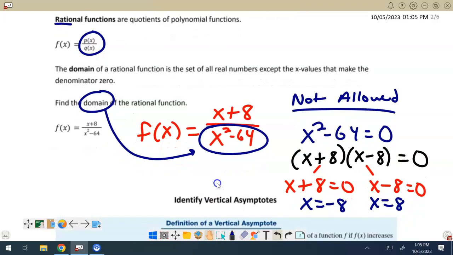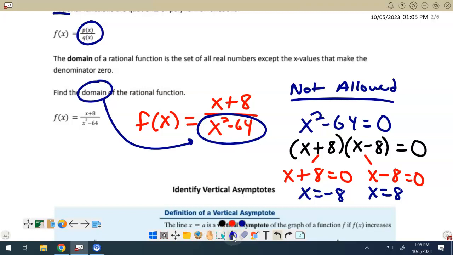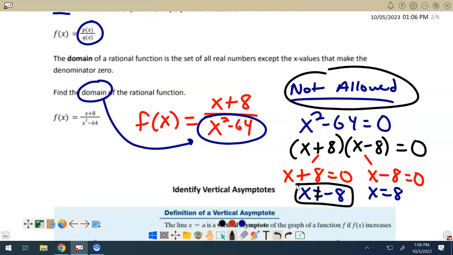So let me scroll up there so hopefully you can see that. It's not too far in the corner of your screen. And remember, what we're finding here are the values of x that are not allowed. Everything that's happening here is not allowed to happen in the actual equation. So x is not allowed to equal negative 8, and x is not allowed to equal positive 8. But x can equal anything else.